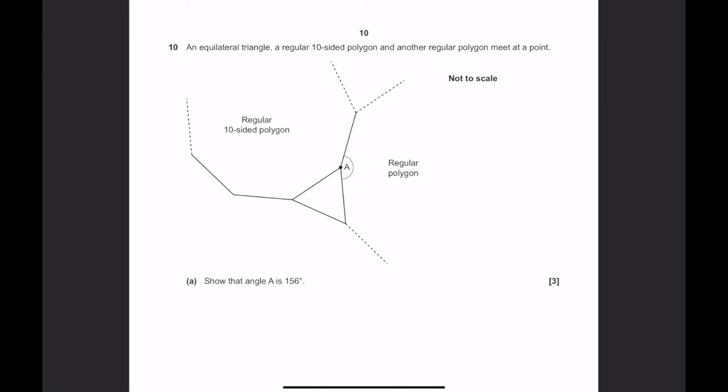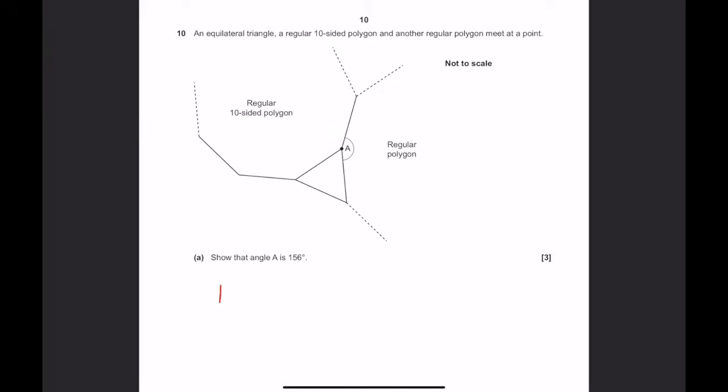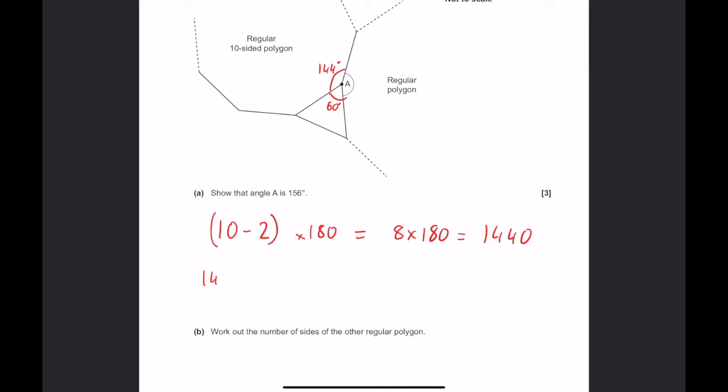An equilateral triangle, a regular 10-sided polygon, and another regular polygon meet at a point. Show that angle A is 156 degrees. If we know it's a 10-sided polygon, we can do 10 minus 2 multiplied by 180 to work out the total interior angles of the 10-sided shape, which is the same as 8 times 180, which gives us 1440. If we then divide that by 10, we know that each of these interior angles is going to be 144 degrees. If this is an equilateral triangle, each of the interior angles are going to be 60. So if we do 144 plus 60, that gives us 204. And 360 take away 204 leaves us with 156 degrees.